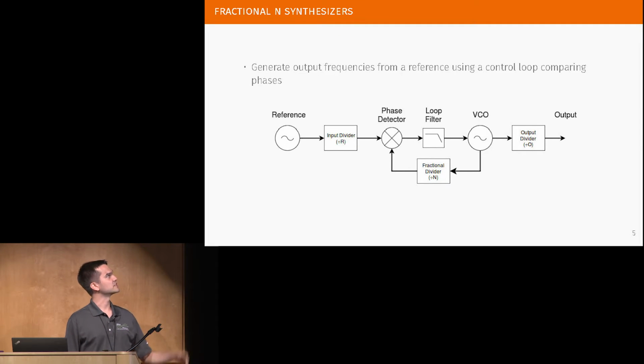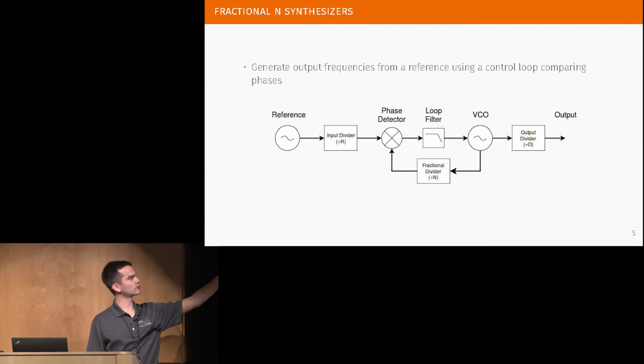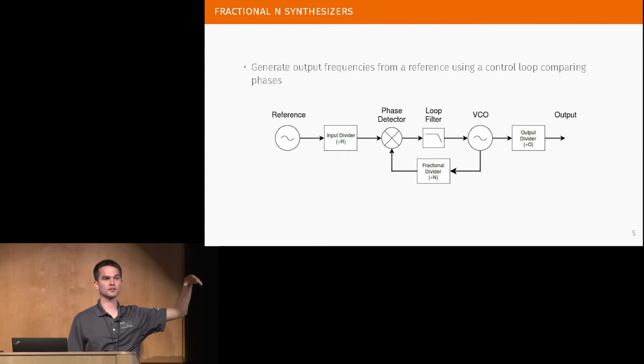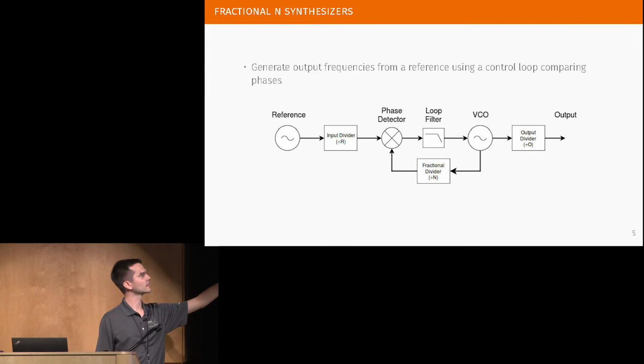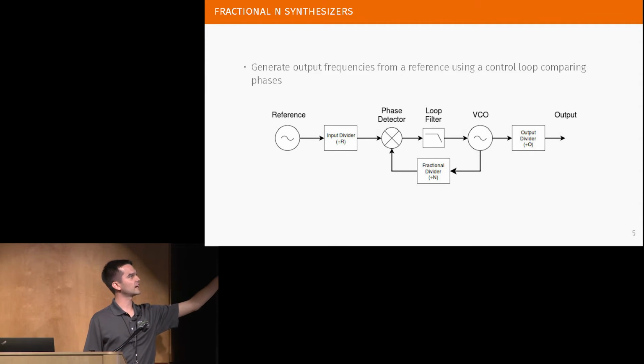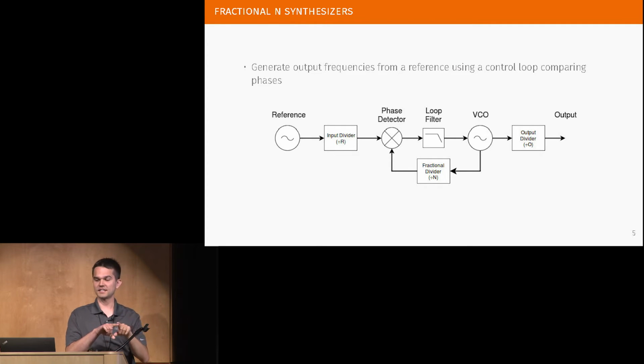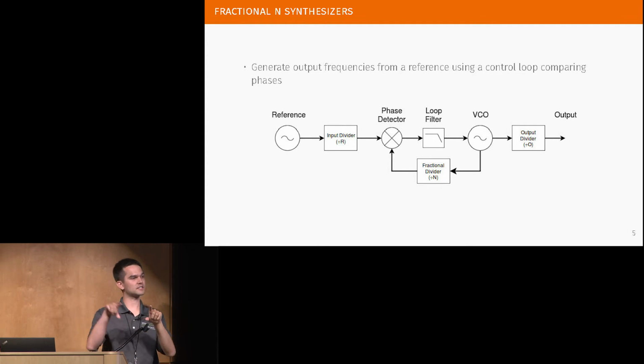So what does a fractional-N synthesizer actually look like? It has your input reference. I was saying 40 megahertz. It varies hardware to hardware. There's an optional input divider. Then you have a phase detector. Fundamentally, this compares the phase of your reference signal to the phase of your output signal that's been divided sometimes.